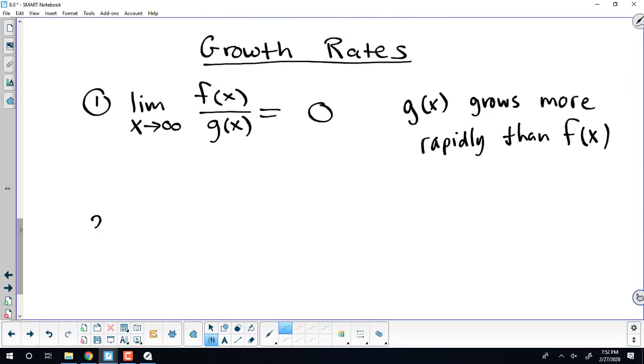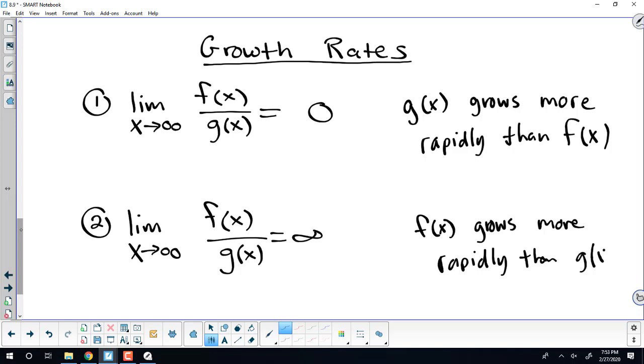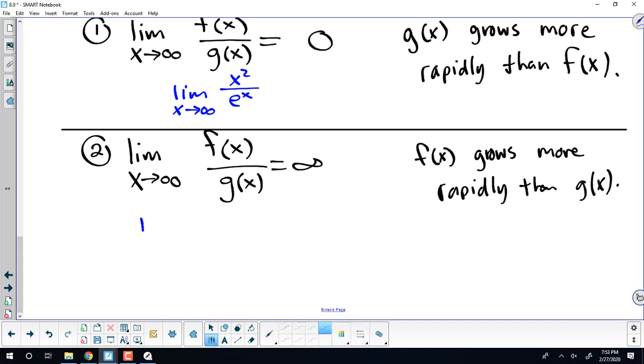And the other side of that is what we saw with e to the x over x squared. If that limit is infinity, that means f of x is growing more rapidly than g of x. So this would be like x squared over e to the x, just to stick with that example, but it can apply to much more. Sort of the reverse of that for this one.